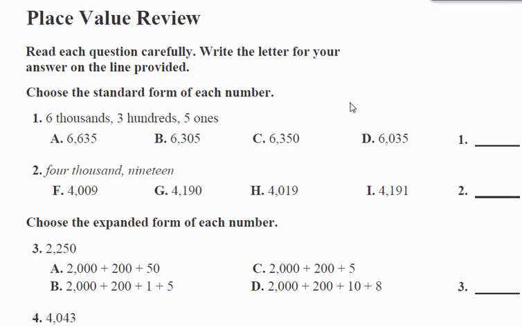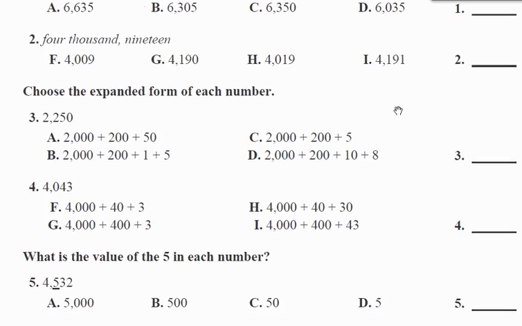Okay, I have 6,300s. Any tens? No. So what number do I use to replace that? 0. And then 5 ones. So the other one that looks like that would be B. 2, 3, 3, and 4. After which number is written in expanded form correctly?